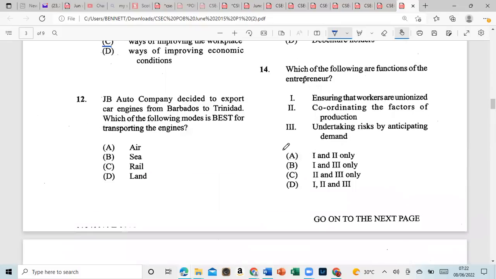Let's move on to 12. JB company decided to export car engines from Barbados to Trinidad. Which of the following modes is best for transporting the engines? And that would be C. So let's move on to 13.